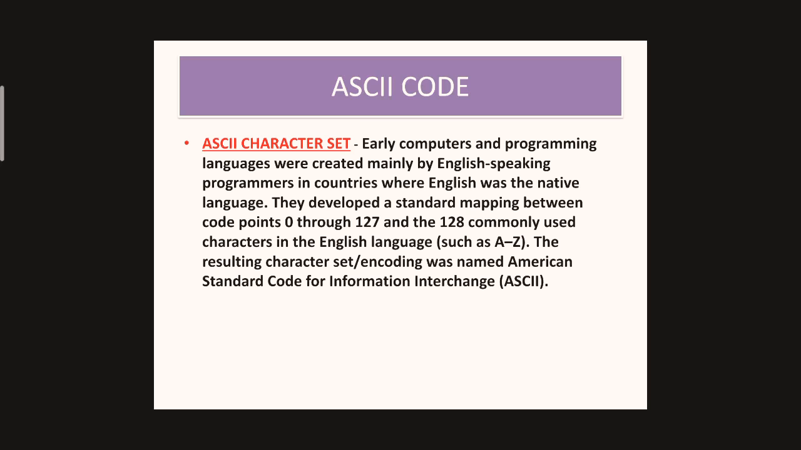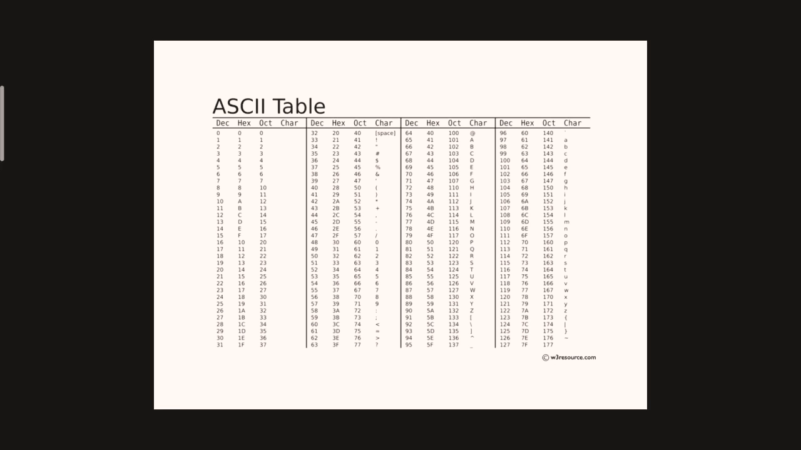But the problem with ASCII code was that it was created only for programmers who know English and who do the code using the English language. But what about other countries? Many countries don't know English properly. So for them, programming in Java was becoming a little bit tough. That's why something else came, which we will learn. So let's see the next topic, that is the ASCII table.